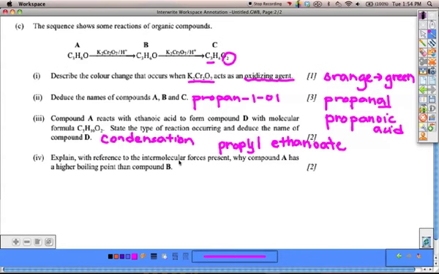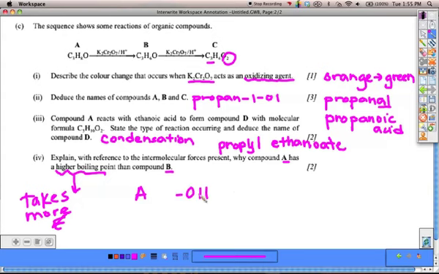And finally, it's asking us to look at intermolecular forces, so the forces that are in between different compounds, not actual bonds, and figure out why compound A has a higher boiling point than compound B. A higher boiling point means that it takes more energy to overcome those intermolecular forces. So it means that A is being held together more tightly than B. And that's because A has that OH group, which means I have hydrogen bonding.